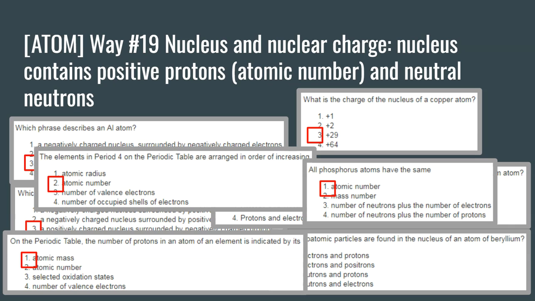So for questions like this, it'll ask you about the nuclear charge, in which case you can look up the atomic number and thus the number of protons, or it'll ask you about where those protons and neutrons are located relative to the atom. And the answer is always the nucleus.